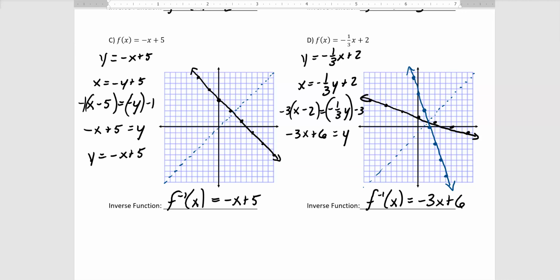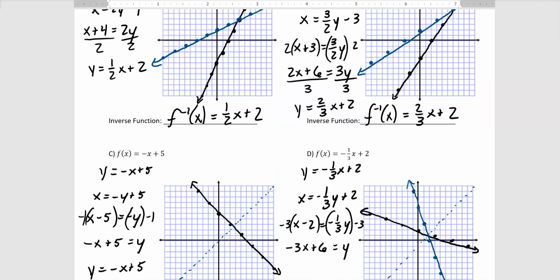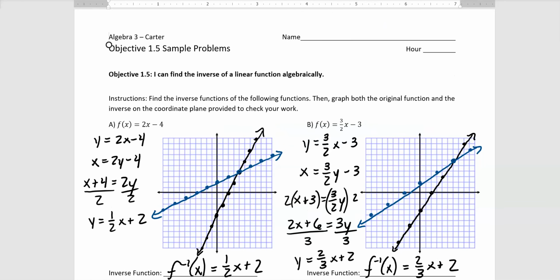And hopefully you are too, now that we've reached the end of our sample problems. Hopefully you're feeling confident with objective 1.5 and you're ready to start those practice problems. If not, feel free to reach out to me. We can get you on more solid ground. But go ahead and start those practice problems.